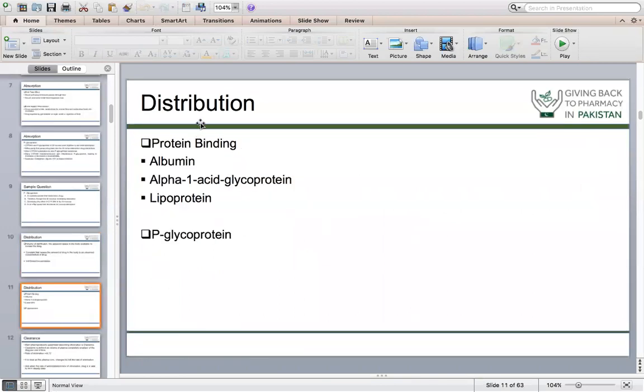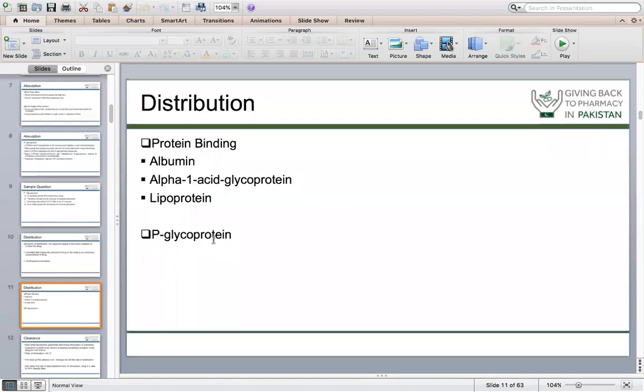Another concept associated with distribution is protein binding. Protein binding affects distribution of drugs. And we are familiar with albumin, alpha-1 glycoprotein, or lipoprotein. In pharmacy school, we are very well aware of this. Phenytoin binds with albumin, and there are some clinically significant interactions which happen with this binding. And P-glycoprotein also affects distribution of drugs in the body.